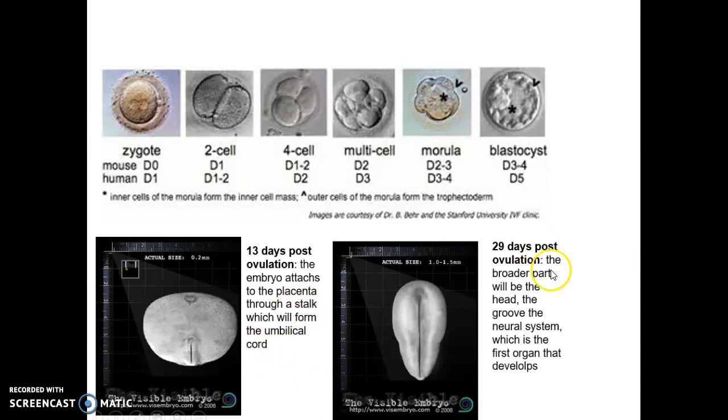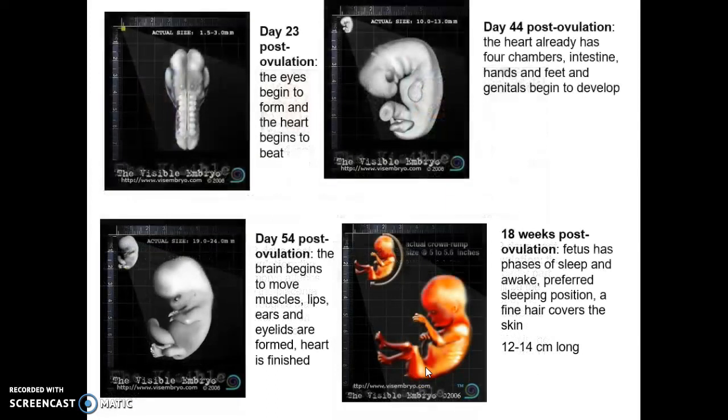29 days after the ovulation, what first appears is one groove here. It's like an invagination, something like a pliegue, okay? And this groove will be holding the neural system. This is the first organ that develops, the whole neural system of the baby. You can see here the actual size on day 23 is around 3 millimeters. A few days after, the eyes begin to form, and very, very special, the heart begins to beat.